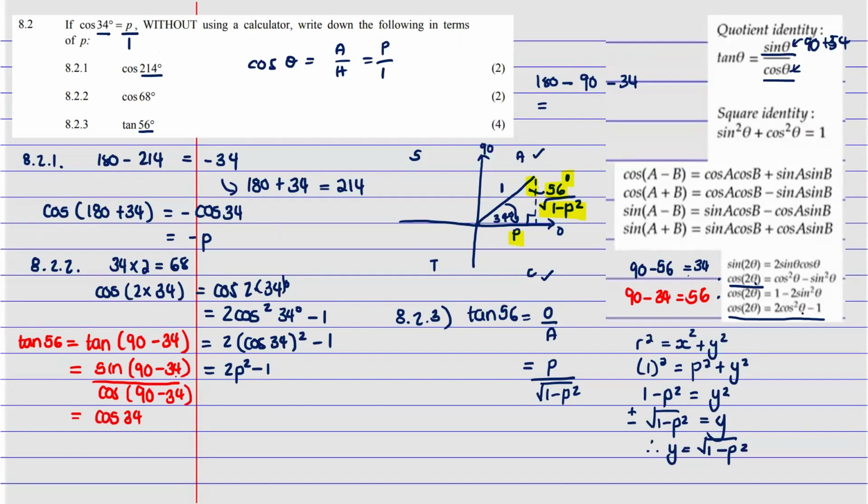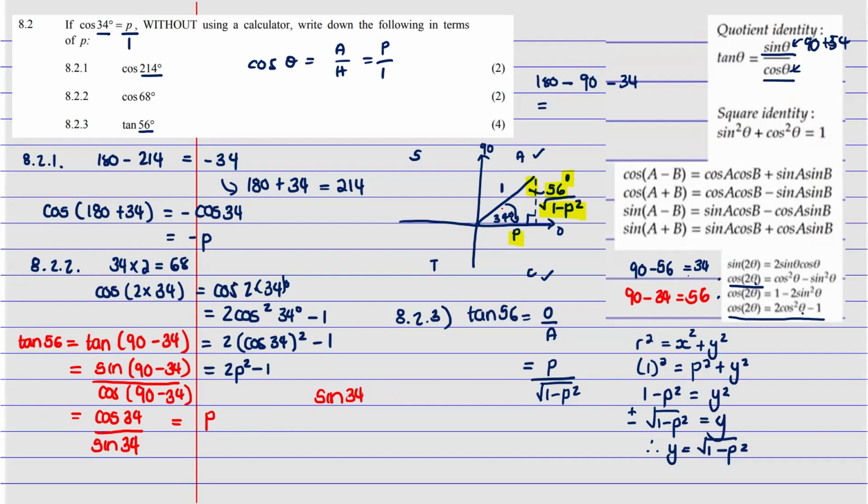Is everyone okay? Why is it cos 34? Because it's a cofunction. Is everyone okay with that? Yes, ma'am. Then the other one is going to be sine 34, right? Now, simplifying this, we already know that cos 34 is equal to P, so that's great. Now we need to solve for sine 34.